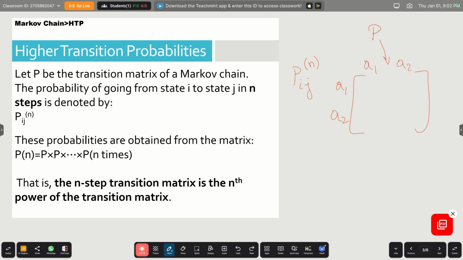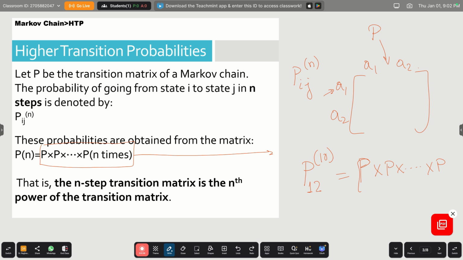Suppose P is this. After 10 days, if I have studied today, that means i is 1, the first state, and I want to know the probability that I don't study, which means j is 2, after 10 days. So P12 of 10. How to get P of 10? You just need to multiply P 10 times. This is matrix multiplication: P into P into P into P into P. If you multiply 10 times, you will get P of 10. In that, the position 1 to 2.